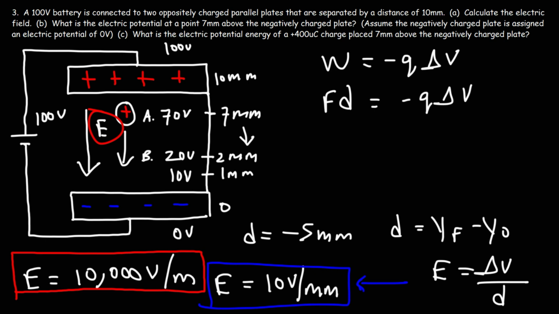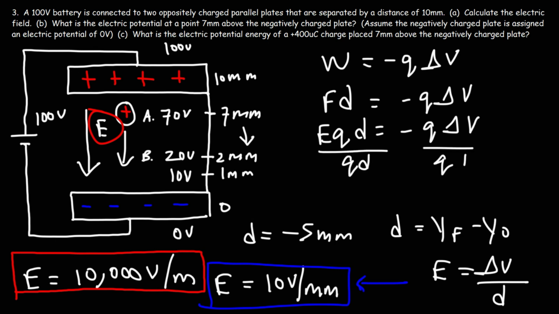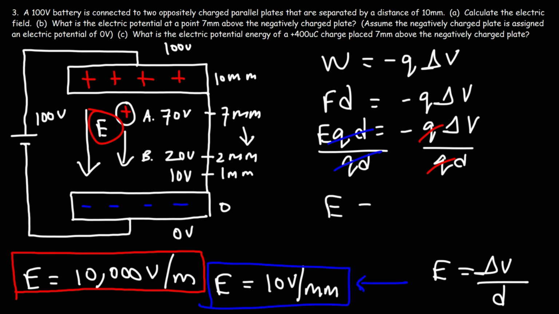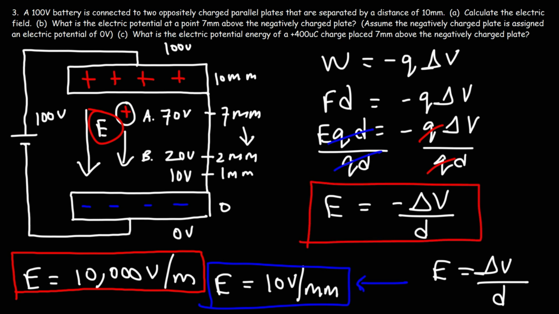And the electric force acting on a charged particle in an electric field is equal to the electric field times the charge. F is equal to EQ. So to calculate the electric field, we need to divide both sides by QD. QD will cancel on the left, but only Q will cancel on the right. And so we're left with this equation. The electric field is equal to negative times the voltage divided by the displacement. So that's how you can derive that formula.